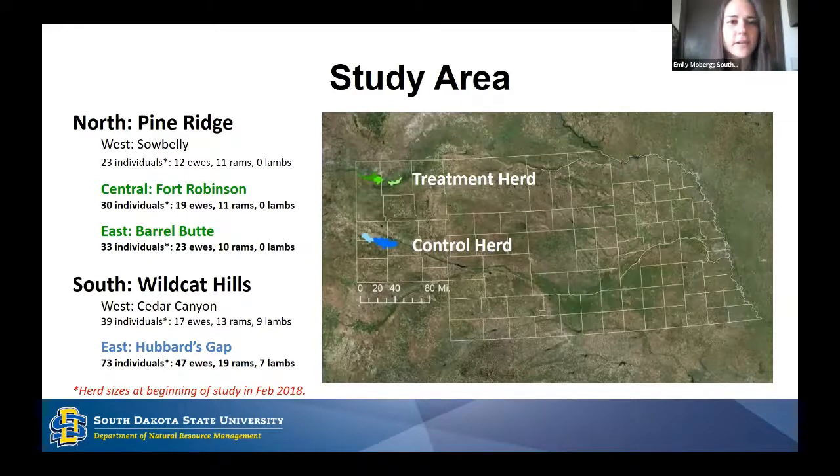Just to go a little bit more in depth, South Dakota State has only been really focusing on 3 of these subherds for our analysis, and those are highlighted on the left right there. You can see Fort Robb is right in the middle of our Pine Ridge. Barrel Butte is on the east side. And then Hubbard's Gap is on the east side of our control herd in the south. So we are only really looking at those 3 and are lacking a little bit of information on the Sow-Belly and Cedar Canyon herds.